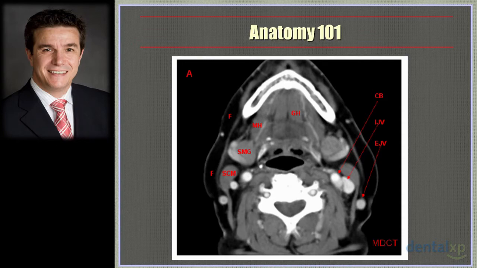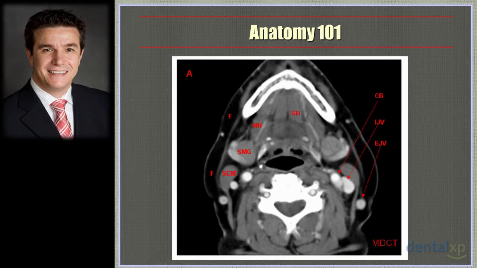It's approximately at the same level as the image we were reviewing before, and you can see how much better anatomical structures like the sternocleidomastoid muscle, the submandibular gland, the geniohyoid muscles, the mylohyoid muscles are identified in comparison to the cone beam CT scan we saw before.